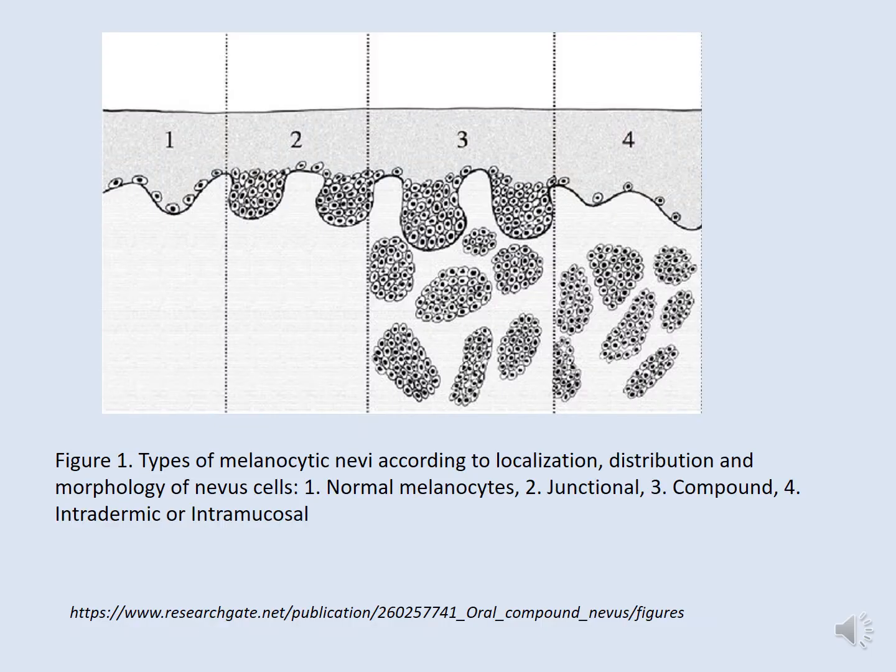Now, this is the diagrammatic representation to explain what we mean by nevi. Number one actually shows you normal melanocytes. So this is how normal melanocytes look: centrally placed nuclei, pale looking cytoplasm that might have melanin granules in them. Number two is junctional nevus, where there is a focal collection of the melanocytes. Number three is compound nevus, where there is a collection of nevus cells in the epithelium as well as in the connective tissue. And number four, which is intradermal or intramucosal, is where the entire collection is in the connective tissue.